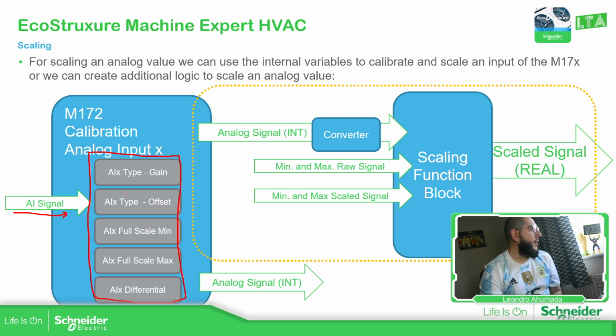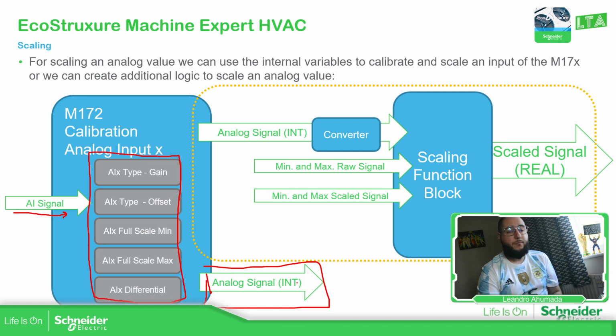So as soon as we come from the analog input into the PLC, we receive the analog signal in int format. What I usually do is, I have the signal, I use a converter probably to change this to real, and then I use a scaling function in order to get the value already scaled.